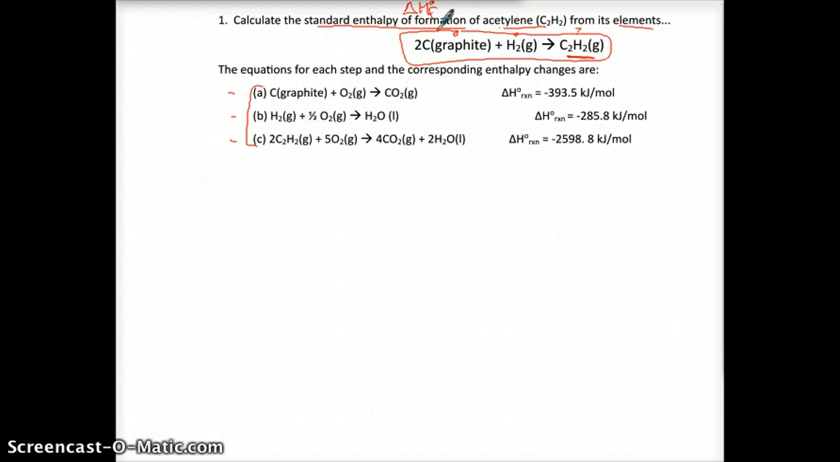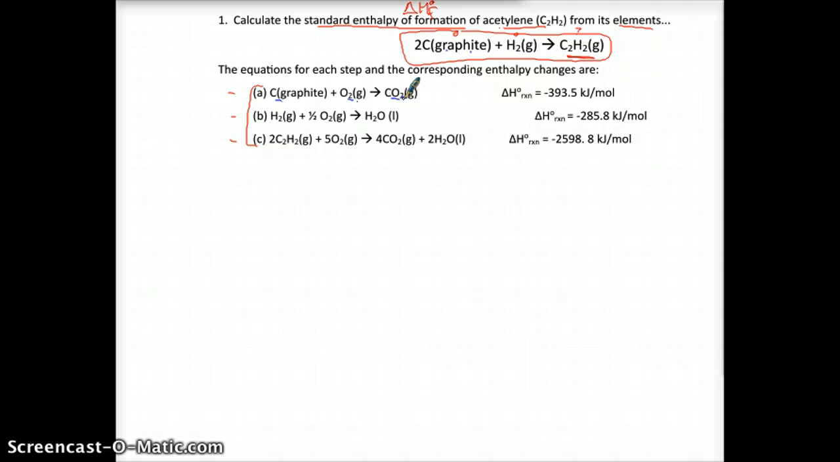So, my first strategy would be look at the steps. Are there any molecules in the steps that don't show up in the final reaction? Remember, those are called intermediates. So, well, let's just start with the first equation. And in the first equation, I have C graphite. No, that shows up. O2. Oh, that doesn't show up. CO2. Oh, that doesn't show up either. Both of those are intermediates, so I'm probably going to need to cancel those out. So that's something to be aware of.